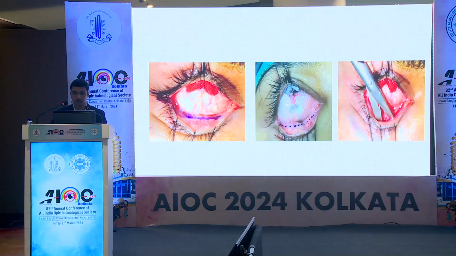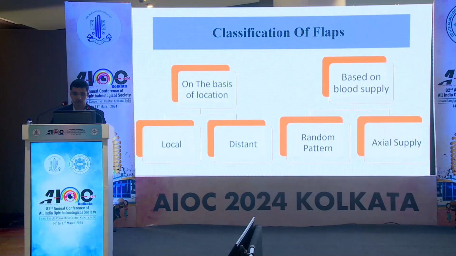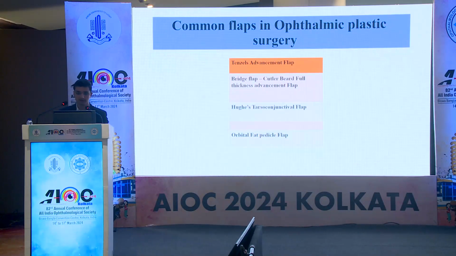the greater palatine. Coming on to the flaps in ophthalmic plastic surgery, the common flaps that we use are advancement flaps, transposition flaps, sliding flaps, and rotational flaps. Flaps can be classified based on location as local flaps or distant flaps, and based on blood supply as random pattern or axial pattern. Importantly, in random pattern the vascular supply lies on the rich subdermal vascular plexus, while in axial pattern it is directly from a direct cutaneous artery.